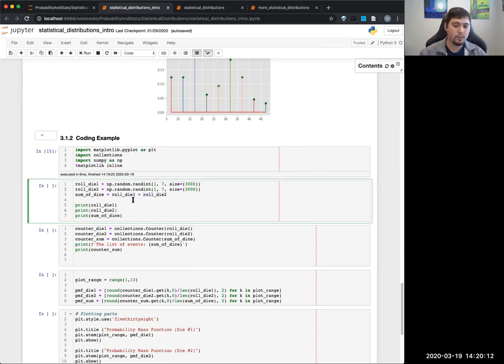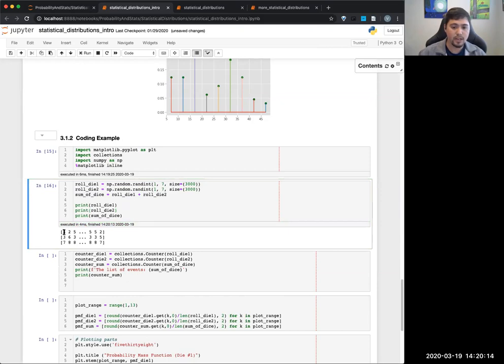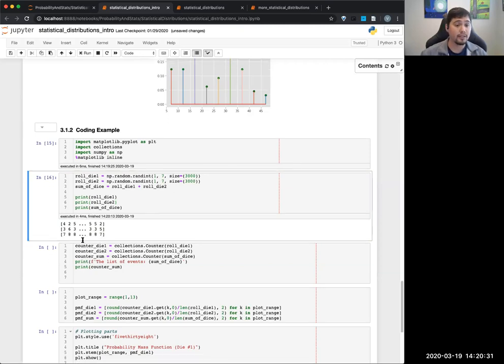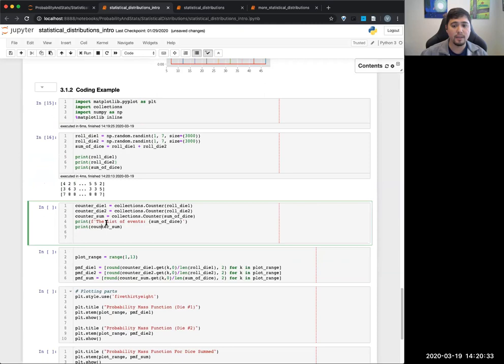If I were to quickly print this out, you can see here's my first few die rolls: 4, 2, 5, out of 3,000 different ones. Same thing for the second die: 3, 6, 3. And then I'm just adding them together for my sum of dice. So you can see 4 plus 3 gives me a 7, an 8, an 8, an 8, an 8, 7. There are 3,000 of them.